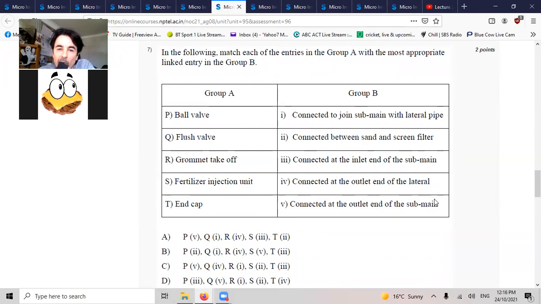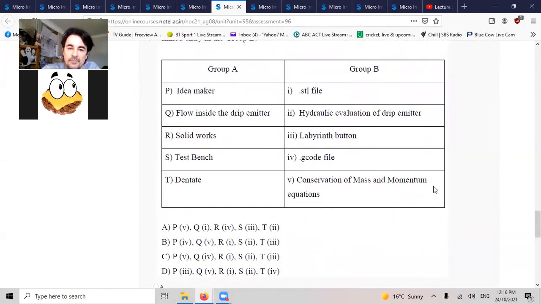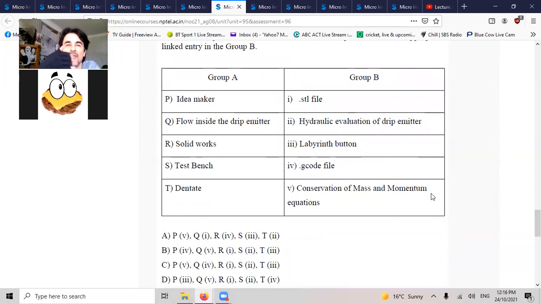Go match. And this one, the end cap. There's only one end cap to the laterals. Cap off anything else, you don't really want to cap it. You have to cap off the laterals. So T for D. Submain to laterals, then you have your ones branching off that.